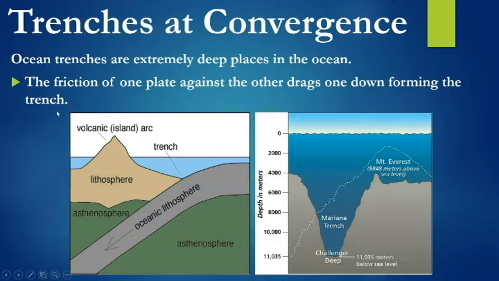Okay, so an ocean trench is a really deep location. The deepest trench in the world, the Mariana Trench, is 11,000 meters. That's 33,000 feet down. Very, very deep. It's deeper than Mount Everest is tall. So extremely deep.